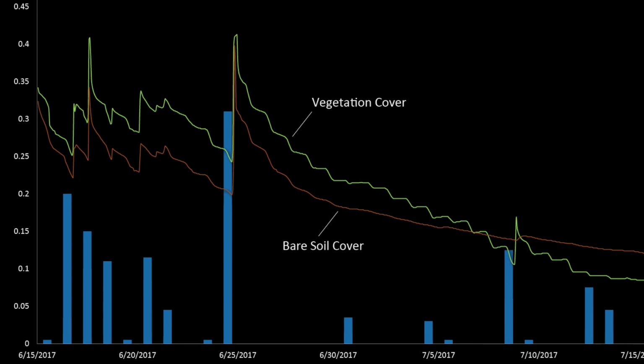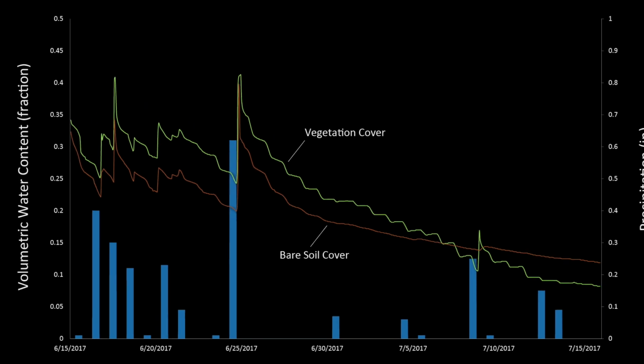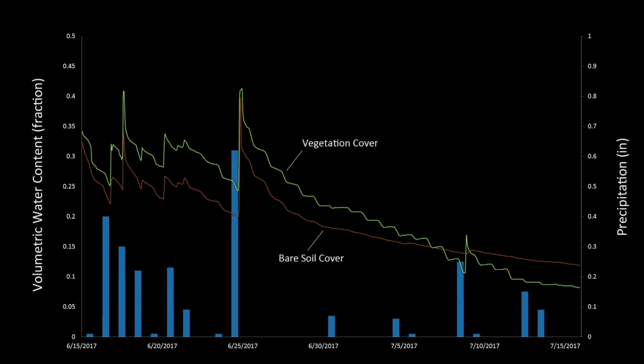If we compare the time series to precipitation measurements, shown in the blue lines and recorded by the EcoNet station's tipping bucket rain gauge, we can also observe that volumetric water content values tend to go up when there's precipitation and then slowly decline between events.